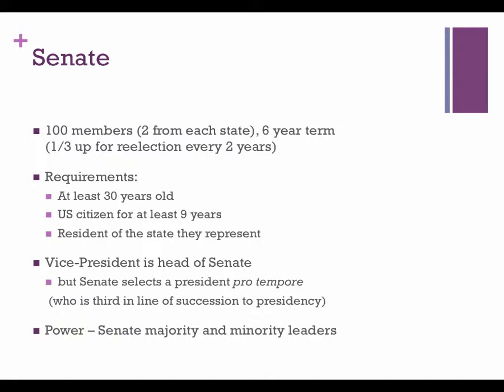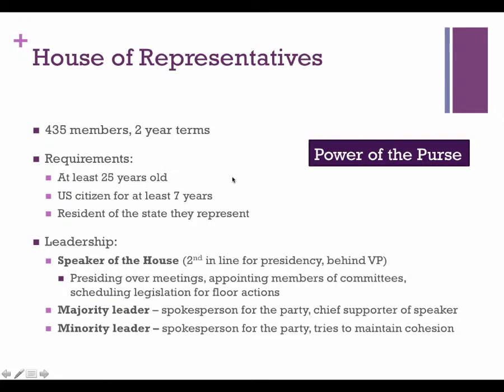So we also have the Senate, right? And that is made up of 100 people, right? 2 from each state. And there's a 6-year term, although they're staggered, so you don't have like an empty Senate every 6 years. So about a third are up for re-election every 2 years, right? It's kind of staggered.